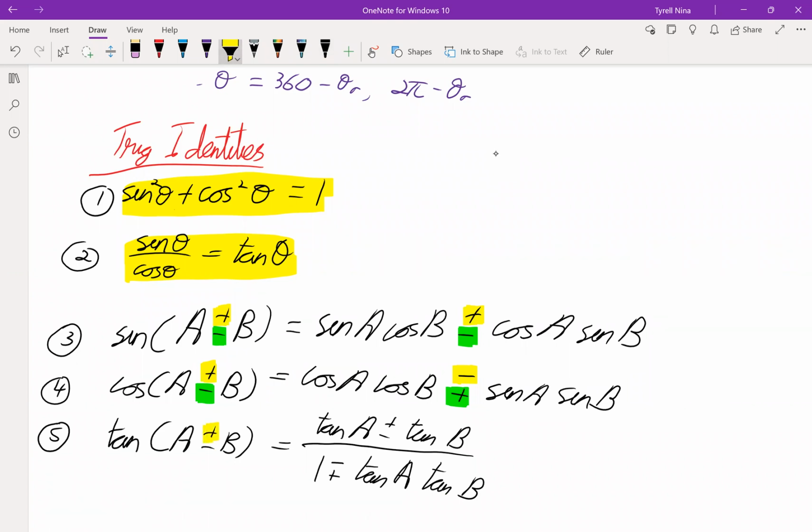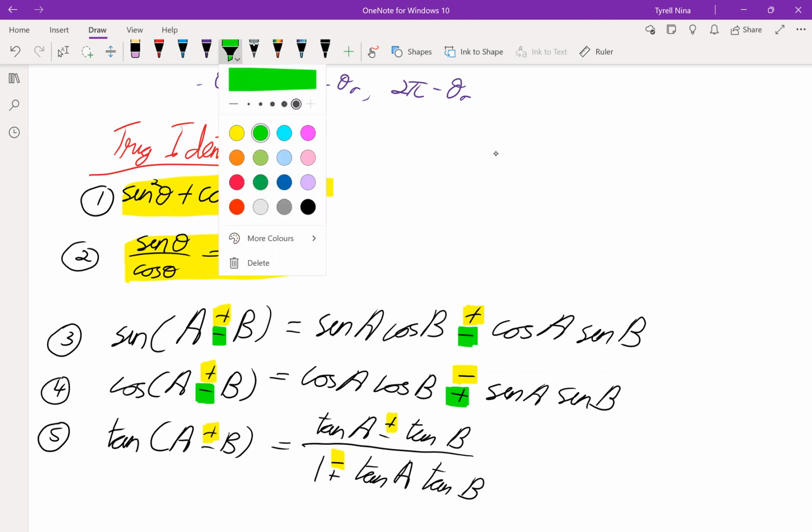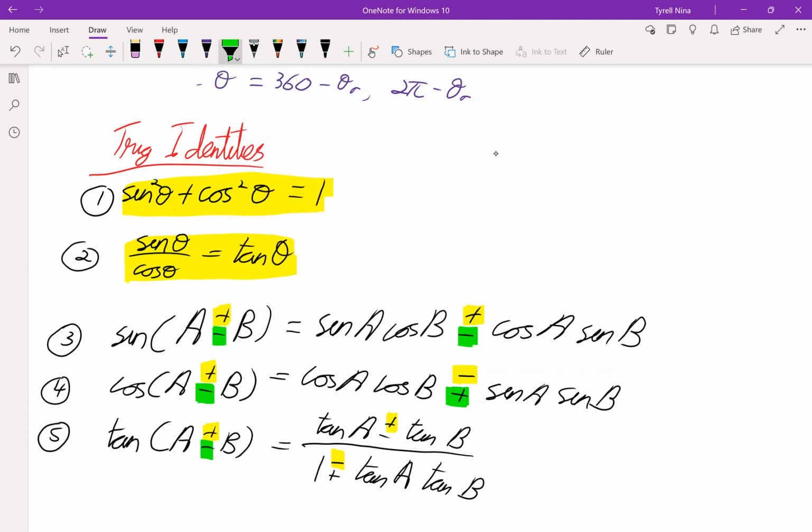So the plus matches up with the minus, and the minus matches up with the plus. So that tan formula does come on the formula sheet. Yes, correct, it does.